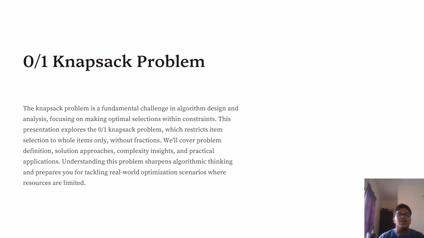0/1 knapsack problem. The knapsack problem is a fundamental challenge in algorithm design and analysis, focusing on making optimal selections within constraints. This presentation explores the 0/1 knapsack problem, which restricts item selection to whole items only, without fractions. We'll cover the problem definition, solution approaches, complexity insights, and practical applications. Understanding this problem sharpens algorithmic thinking and prepares you for tackling real-world optimization scenarios where resources are limited.